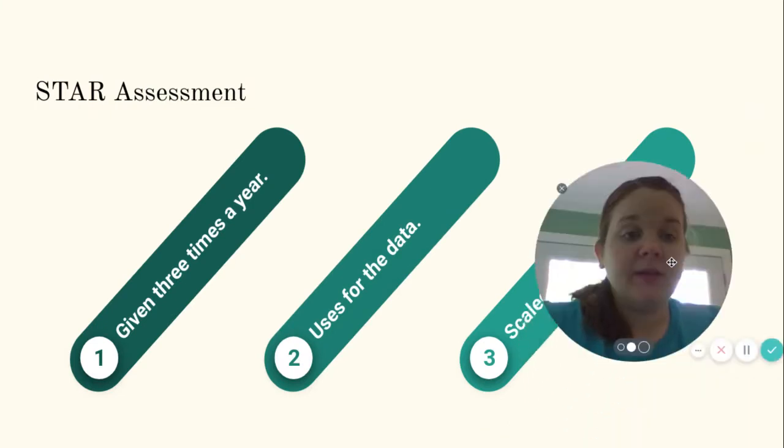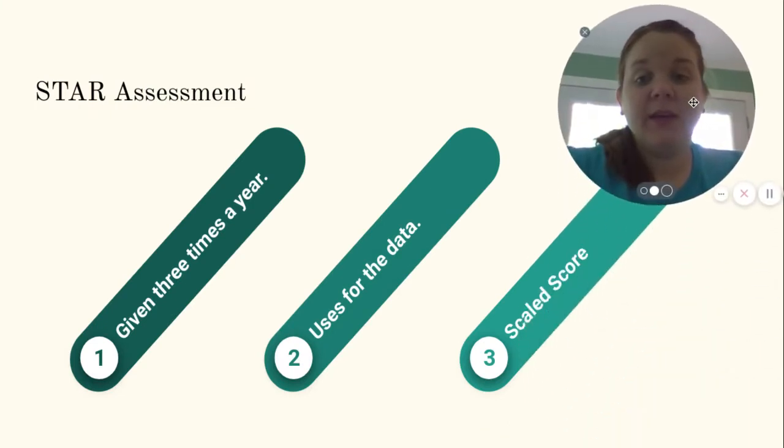So the STAR assessment is given 3 times a year. It's given at the beginning of school. As soon as the students get to school, it's one of the very first things that they do within the first few weeks of school. It's given again at Christmas and then again in April. And so this gives us 3 data points that we can look at to gauge student growth and also their overall ZPD.